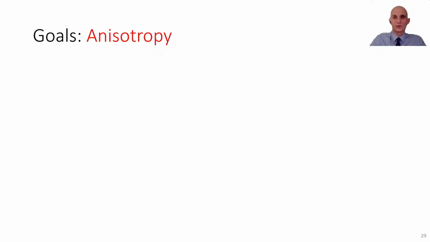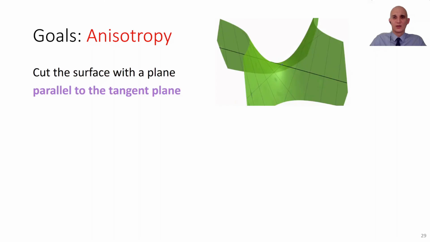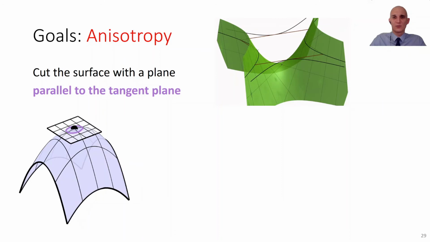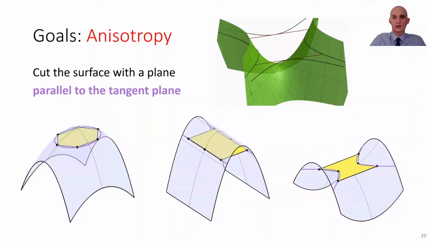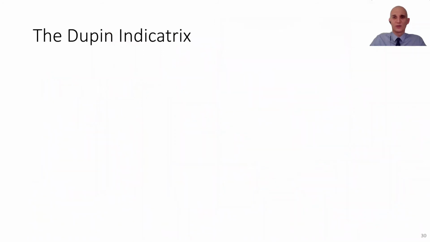Another aspect we need to consider is the anisotropy of the elements. We can obtain the expected shapes of the elements by considering the following thought experiment. Let's cut the surface with a plane parallel to the tangent plane. We will obtain different shapes depending on whether it is an elliptic, a parabolic, or a hyperbolic region. These shapes directly map to the shapes of the hexagonal elements. The shape we obtain is a uniform scale of the Dupin indicatrix.